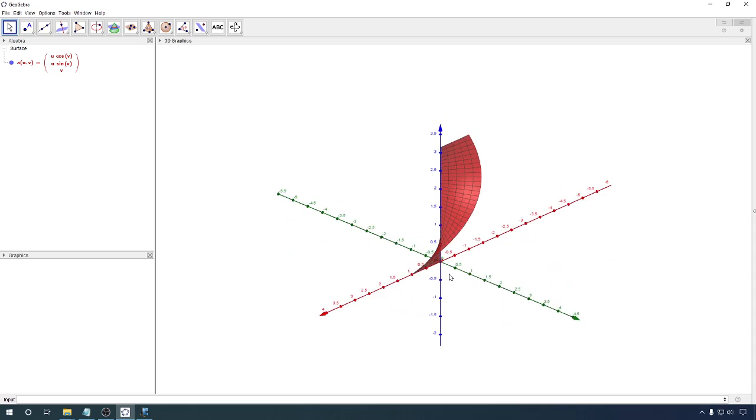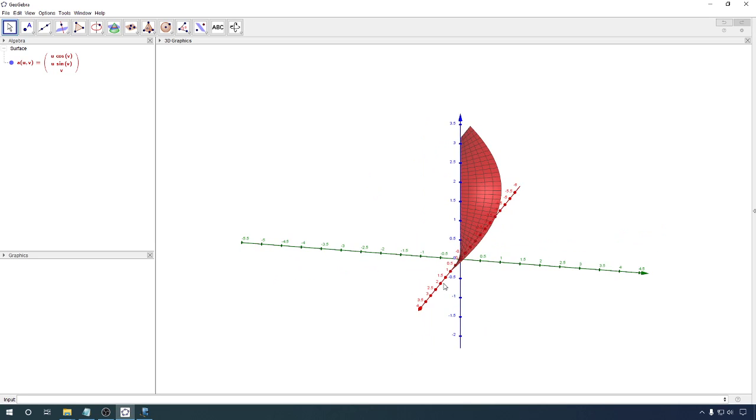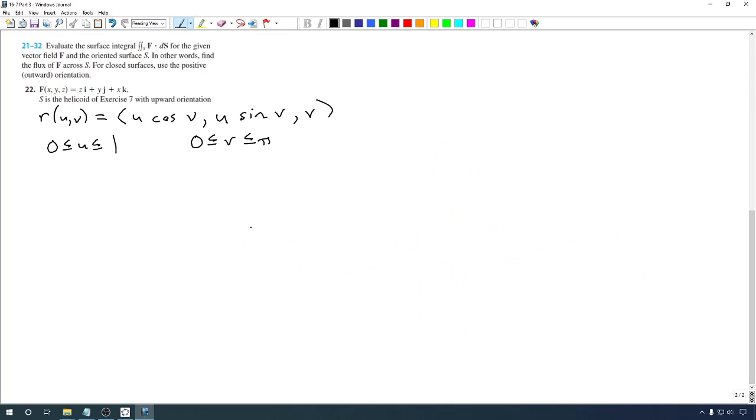So we're going to integrate the vector field z, y, x over this surface. Of course, we did calculations involving the helicoid, both in the last section and in problem 7. So we're just going to recall what we did there. We had the ru cross rv turned out to be sine v i minus cosine v j plus u k.